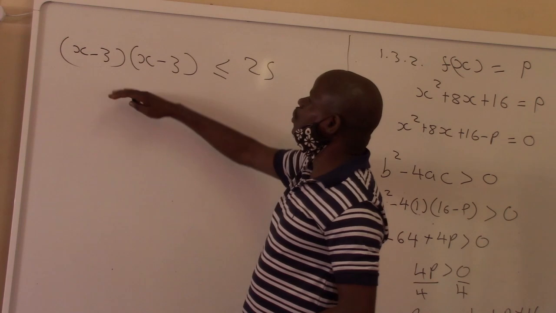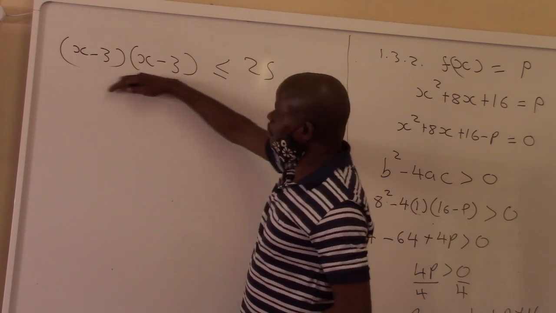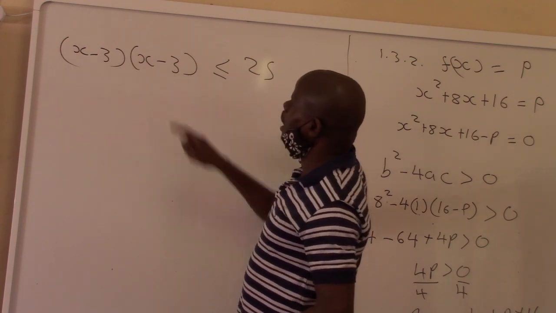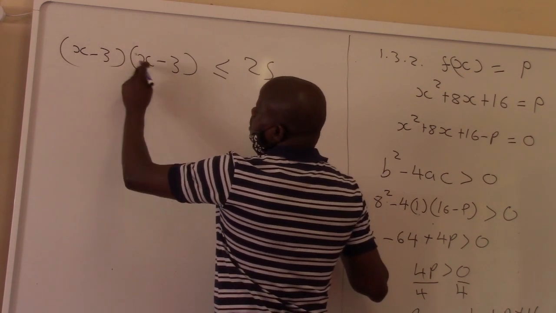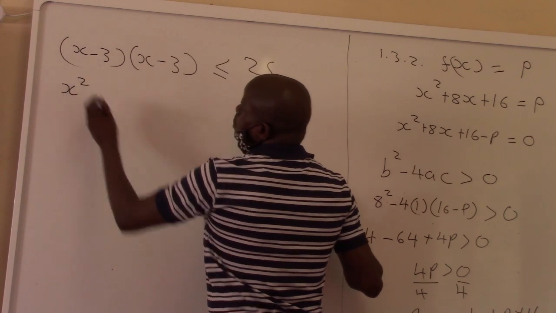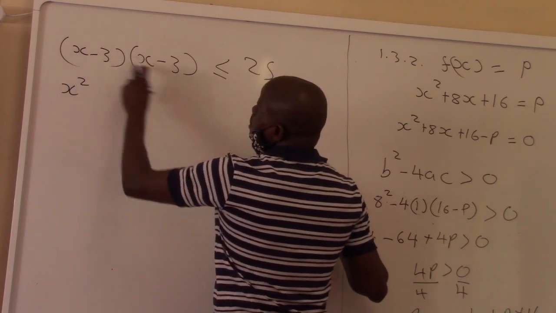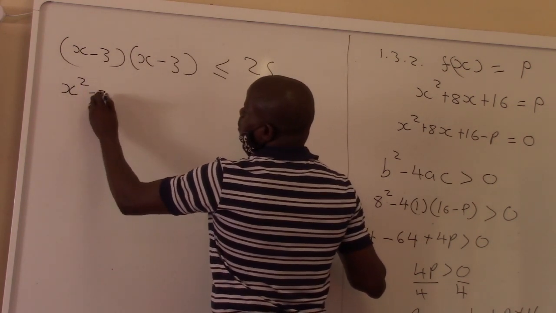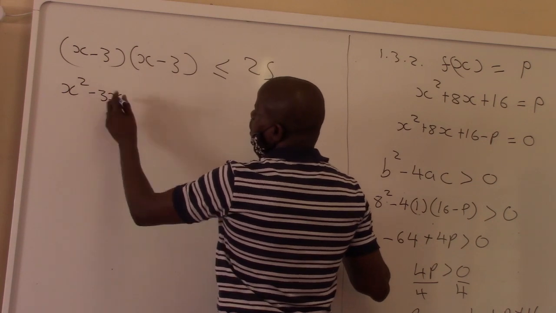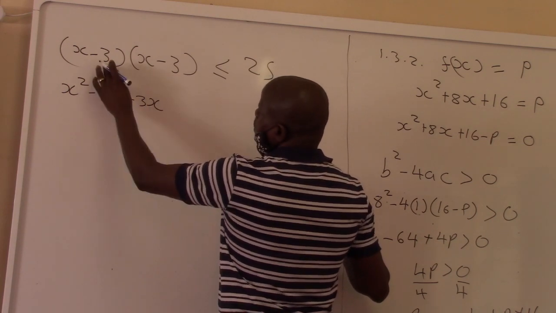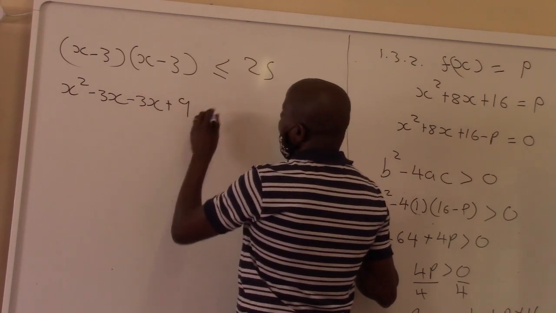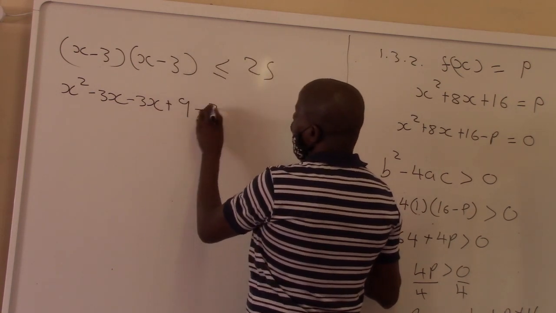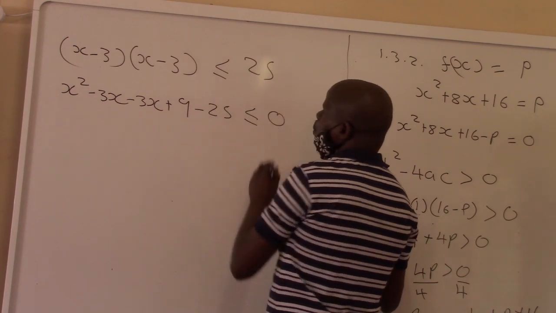We make sure that we find the products of those values in the brackets. So we're going to have x times x, which is x squared. Then x times negative 3, which is negative 3x. Negative 3 times x, negative 3x. Negative 3 times negative 3 is positive 9. We transpose 25, which becomes negative 25, less than or equal to 0.